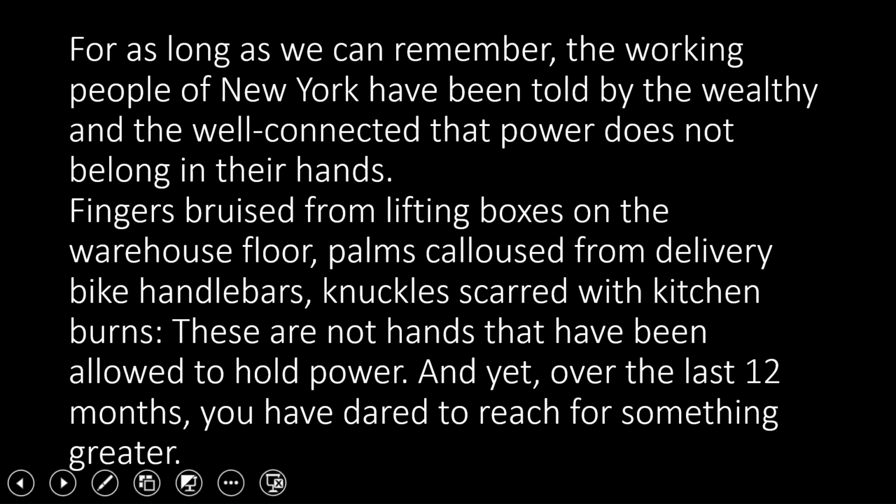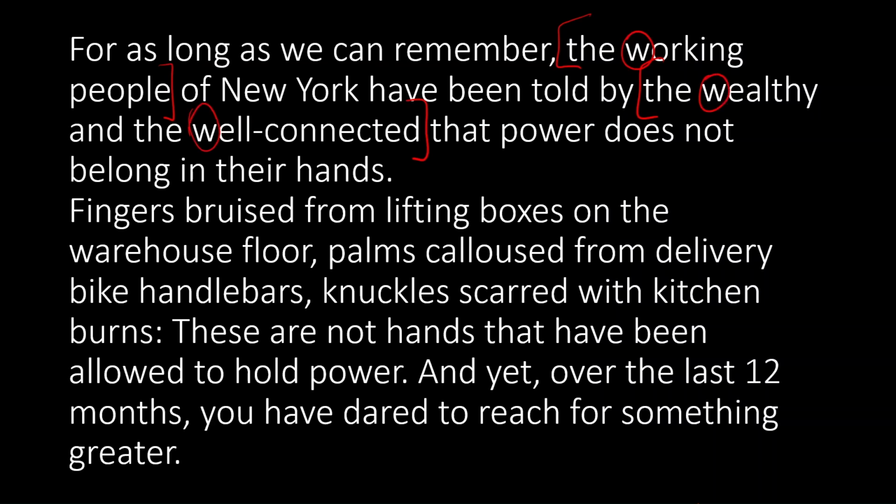He then moves on to say, for as long as we can remember, the working people of New York have been told by the wealthy and the well-connected that power does not belong in their hands. Let's just stay here and then we'll move on. So he mentions two very different classes of people and he contrasts them. He contrasts the working people, who are obviously the people who elected him, the majority of his voters, and the wealthy and the well-connected. You're going to notice the beautiful alliteration here, but that's not that important, but it does make the speech sound better.